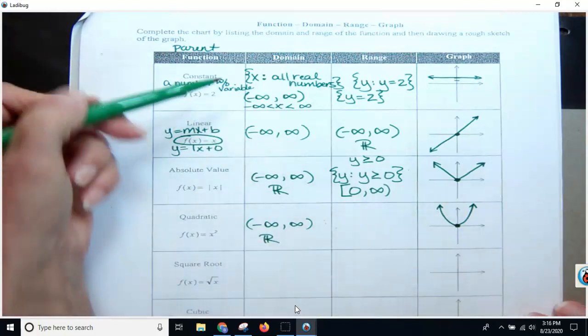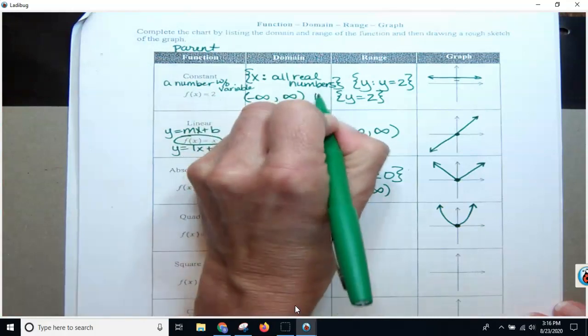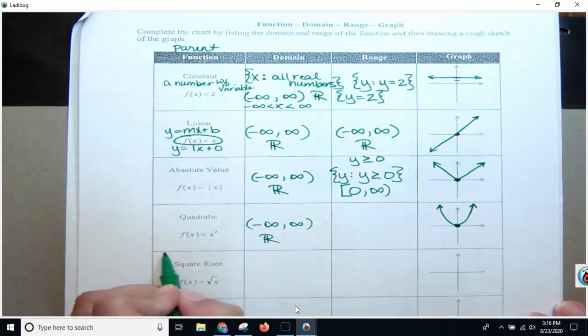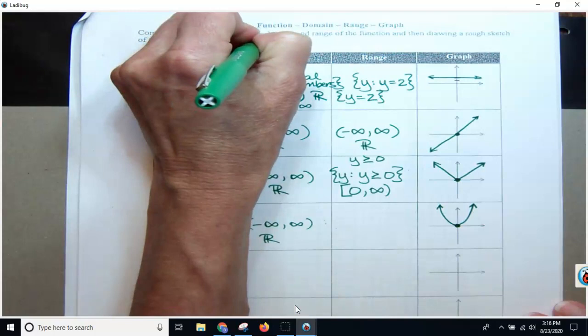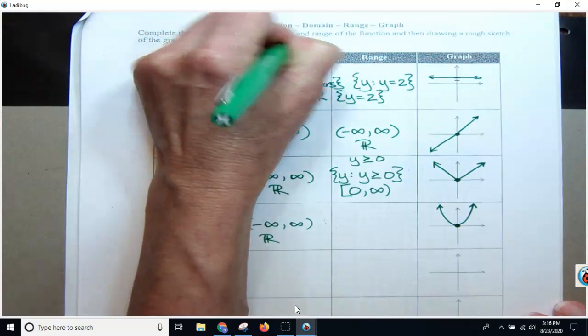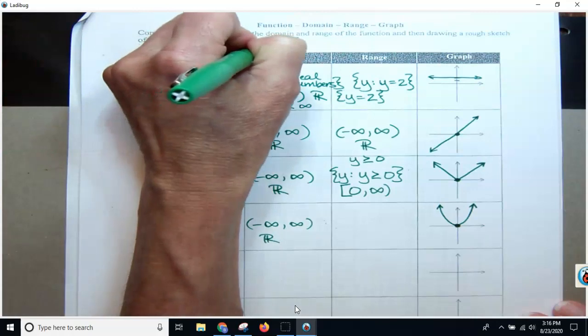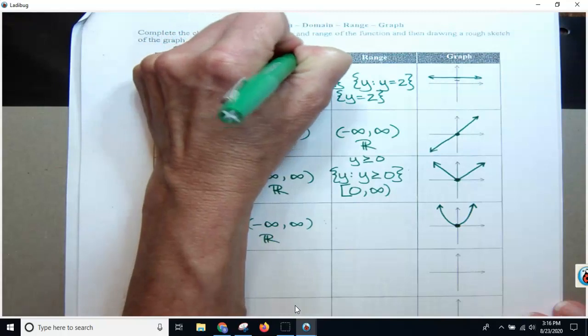And keep in mind, all of these have been all real numbers. The reason is kind of what we talked about up until here. It's all real numbers because there's no square root, so we don't have to worry about it being positive, and the x is not in the denominator.